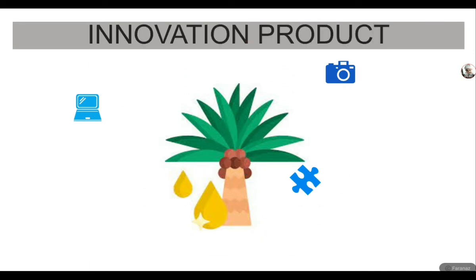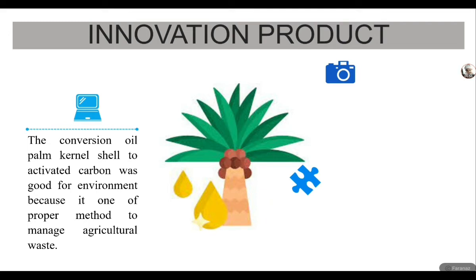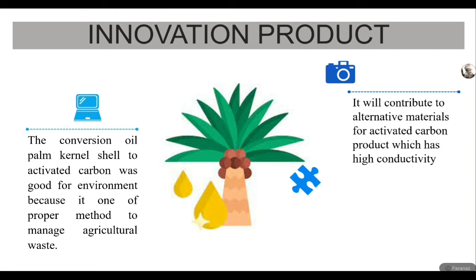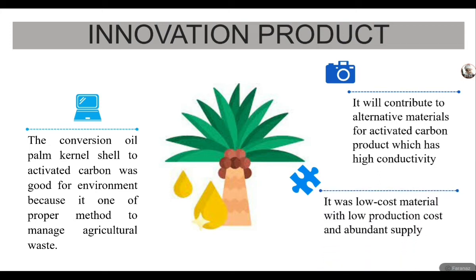Innovation product. The conversion of oil palm kernel shell to activated carbon is good for the environment because it is one of the proper methods to manage agricultural waste. It will contribute an alternative material for activated carbon products which has high conductivity. It is a low cost material with low production cost and abundant supply.